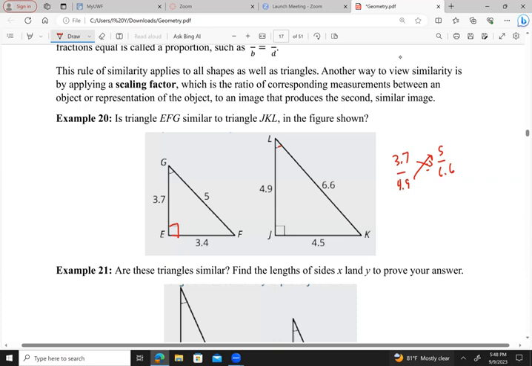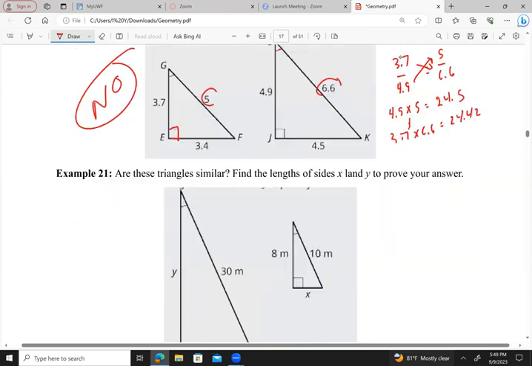So right now we're looking to see if they're proportional. So there's 4.9 times 5 and 3.7 times 6.6. They're not the same. Because I get 4.9 times 5 equals 24.5, and 3.7 times 6.6 equals 24.42. So they're not proportional. So no.